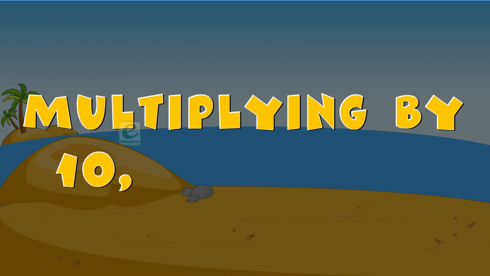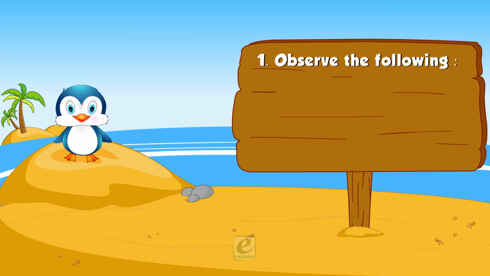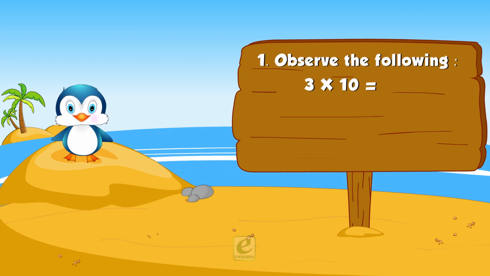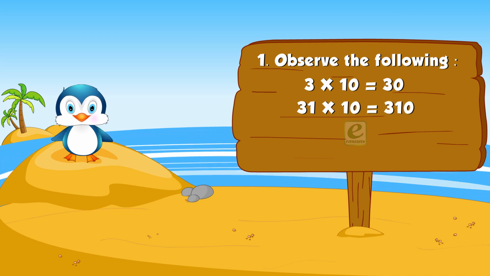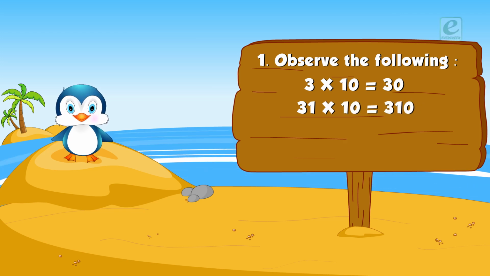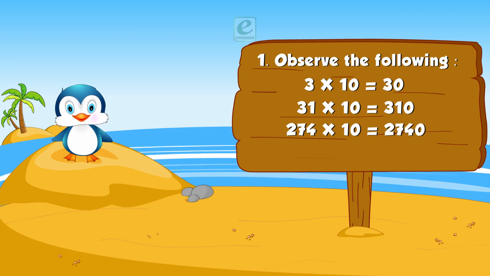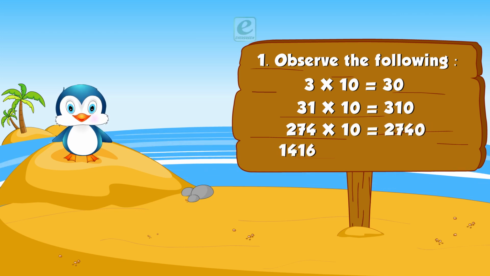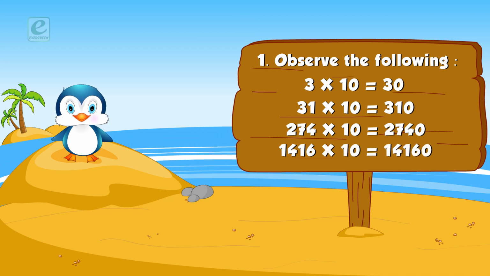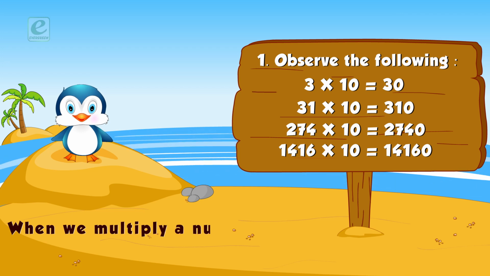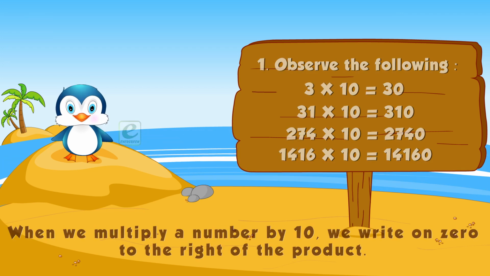Multiplying by 10, 100 and 1000. First we will multiply 3 by 10 is equal to 30. Then we will multiply 31 by 10 is equal to 310. Then we will multiply 274 by 10 is equal to 2740. Multiply 1416 by 10 is equal to 14160. When we multiply a number by 10, we write one 0 to the right of the number.